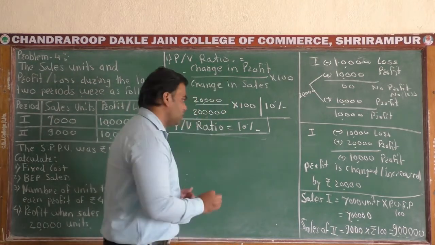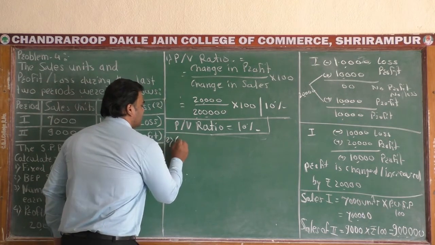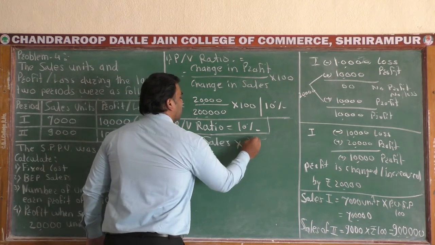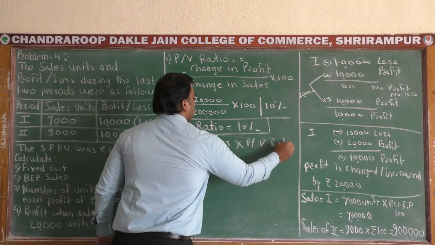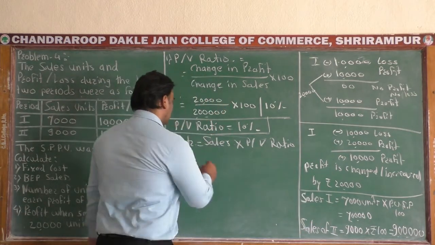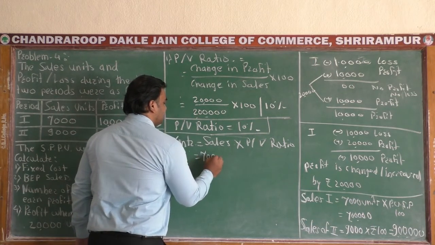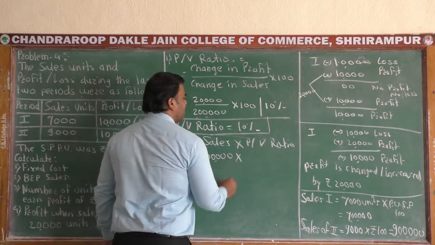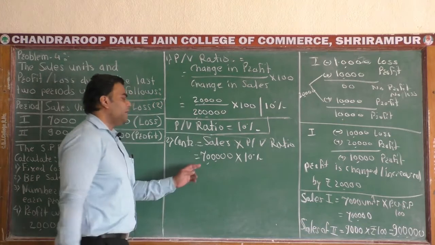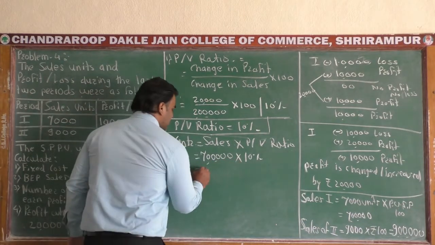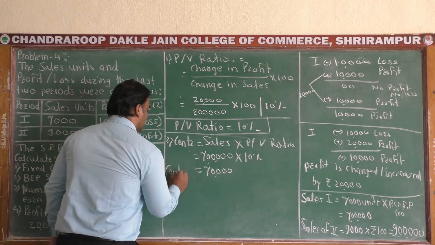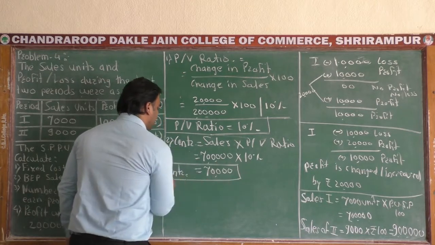So how to calculate the contribution? Contribution is equal to sales into PV ratio. Sales of period 1 is 7 lakh, that's why we are taking 7 lakh into PV ratio, which is 10%. So 10% of 7 lakh is 70,000. So 70,000 is the amount of contribution for period 1.